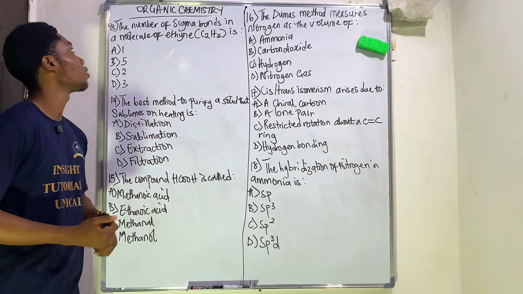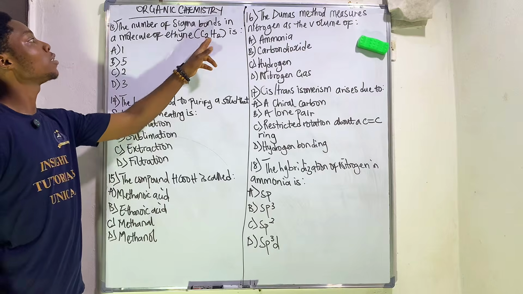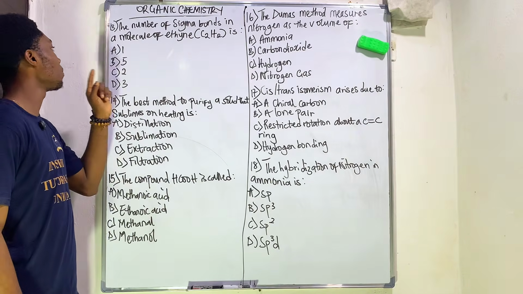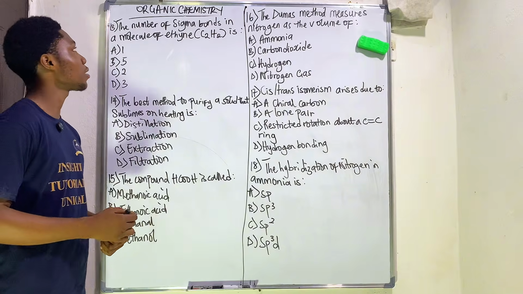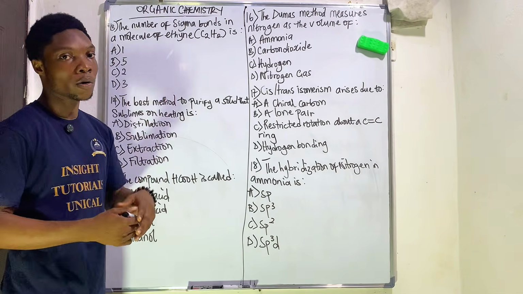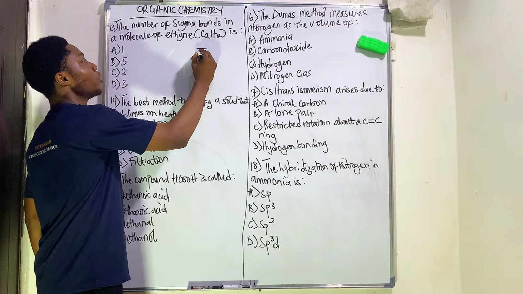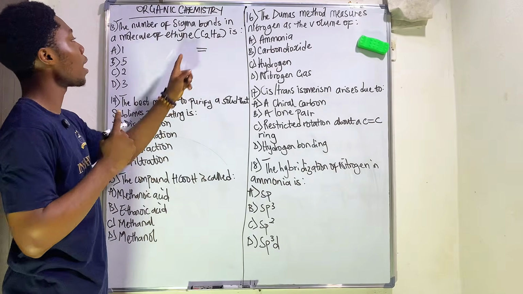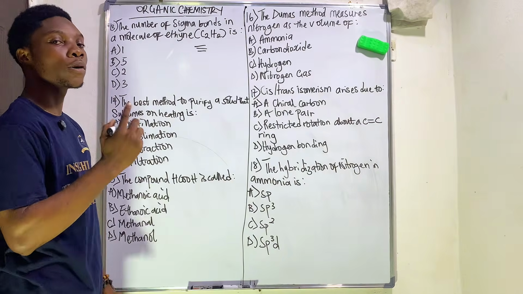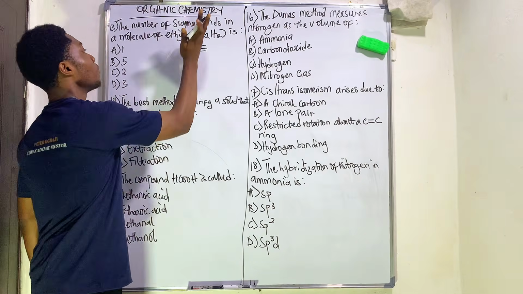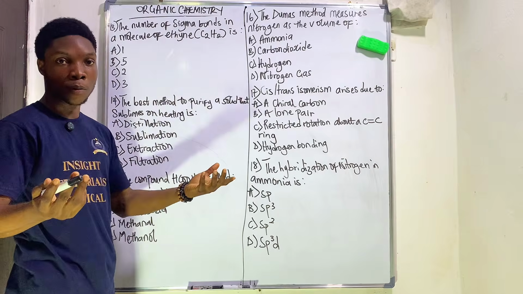Alright, so next question. The number of sigma bonds in a molecule of ethyne, C2H2, is A, 1, B, 5, C, 2, and D, 3. So first of all, let's establish that in covalent bonds, a single covalent bond has one sigma bond, a double covalent bond has one sigma bond and one pi bond, a triple covalent bond has one sigma bond and two pi bonds. So now in ethyne, we know that ethyne is made up of triple bonds, right?